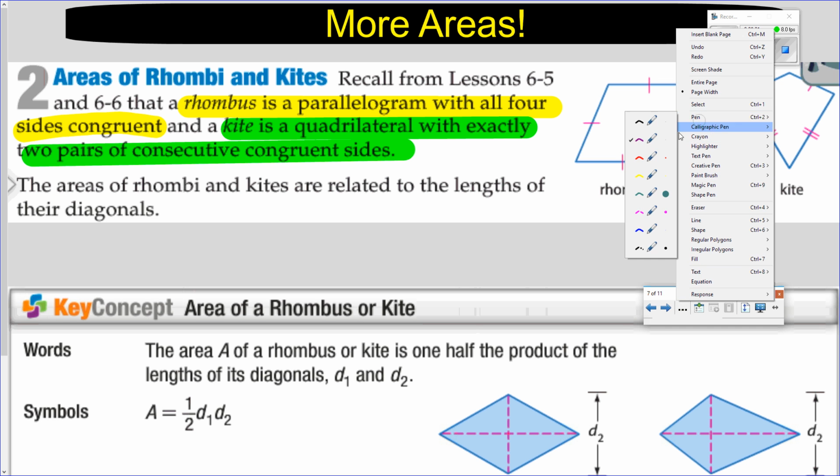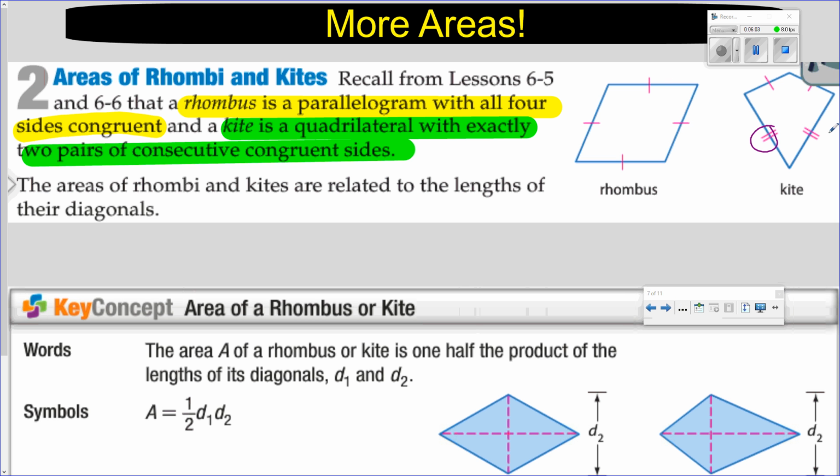These markings mean that these 2 things are congruent. The single dash means that those 2 things are congruent. Consecutive means they're touching, right? They're not across from each other. In a rhombus, all 4 are congruent, both consecutive and opposite. In a kite, only the consecutive sides are congruent.